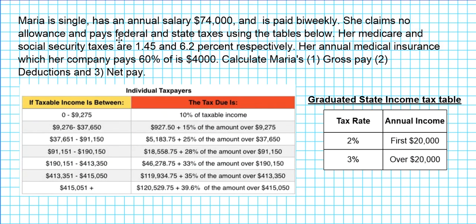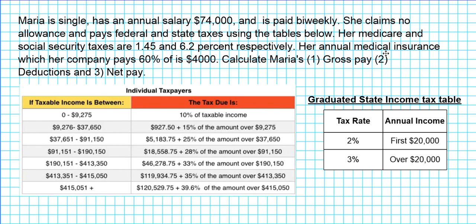Let's start by taking a look at the scenario, and it's as follows. Maria is single, has an annual salary of $74,000 and is paid bi-weekly. She claims no allowance and pays federal and state taxes using the tables below. So the table on the left is the federal tax table for 2016, and on the right here we have a graduated state income tax table.